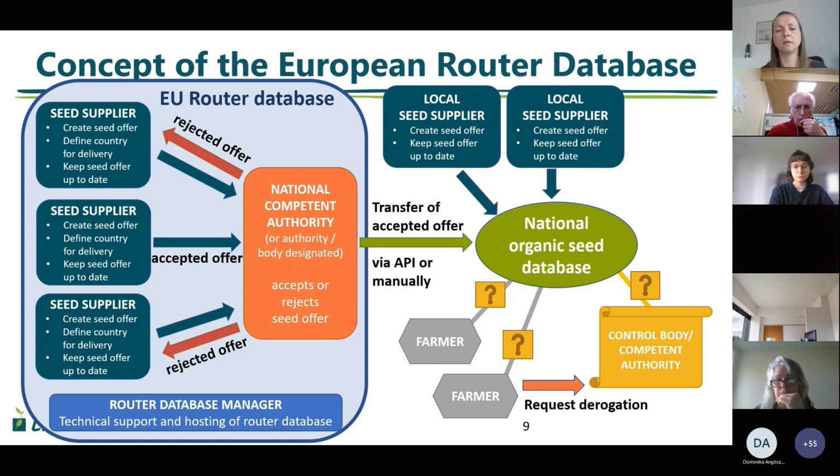Farmers, here in gray, still use the national database, and local suppliers can also still use their national database. So the farmers do not use the European router database because, based on the regulation, they have to approach their national database. The European router database is really a back-end database where we have the possibility to ease the communication between the supplier and national authorities.